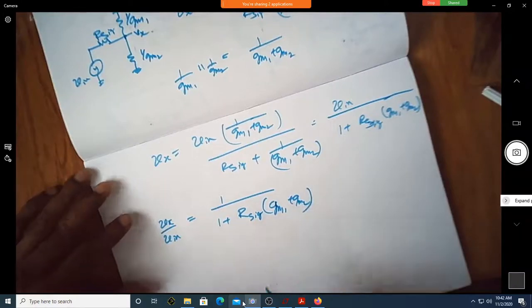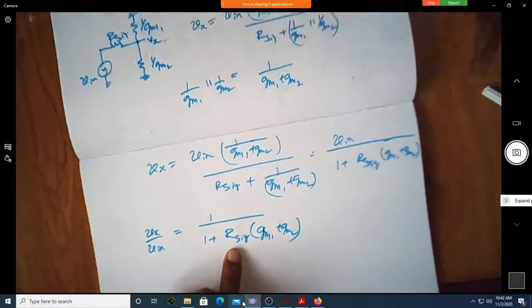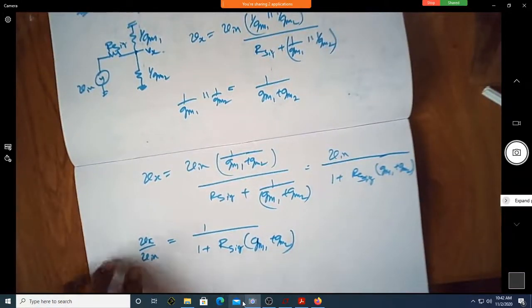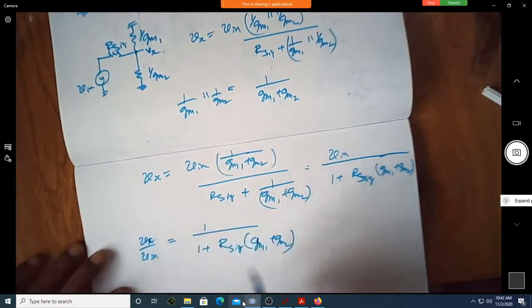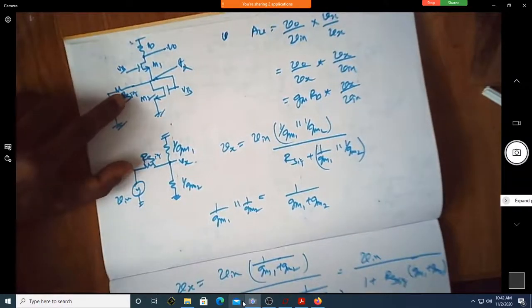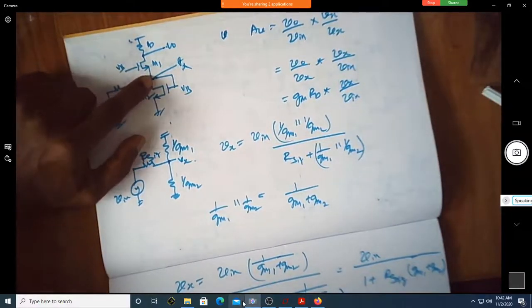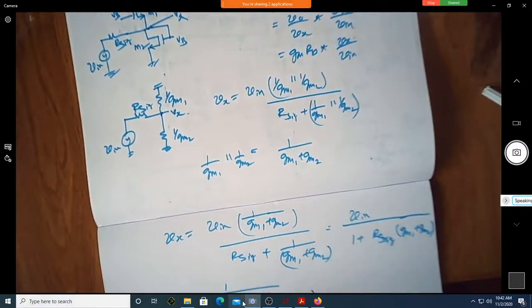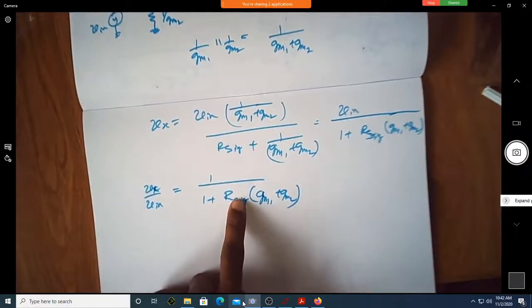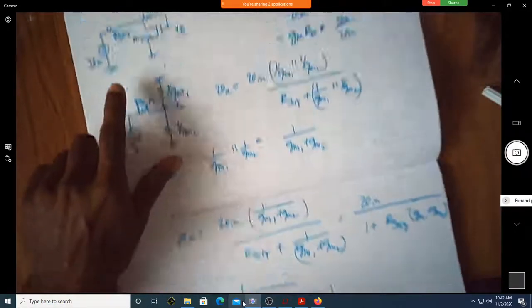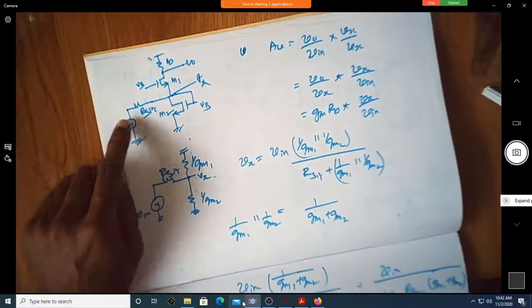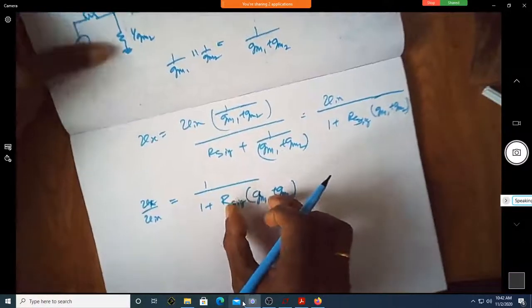If R signal is 0, what is Vx and Vin? Look here. Suppose R signal is 0, whatever is the input voltage, that is Vx. That is true also here, is it not? If R signal becomes 0, Vx is equal to Vin, which is true here. So can we now substitute this here?